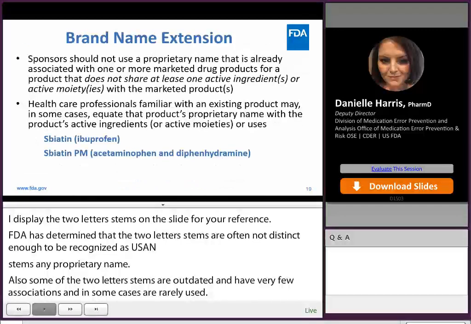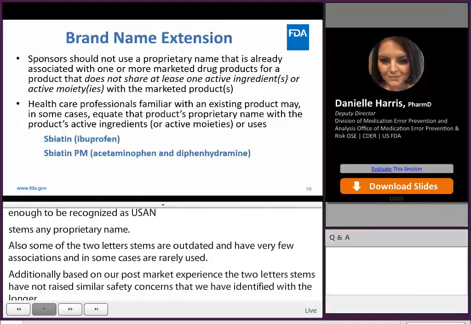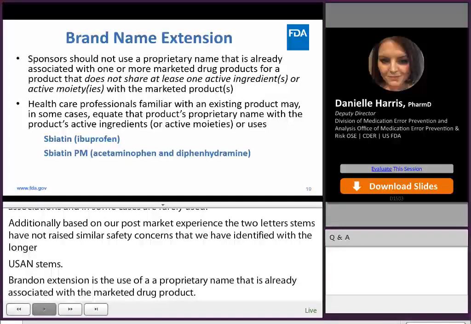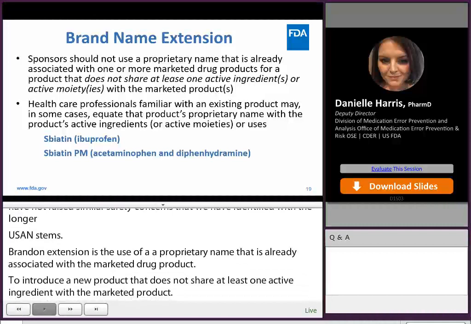Brand name extension is the use of a proprietary name that is already associated with a marketed drug product to introduce a new product that does not share at least one active ingredient with the marketed product. Sponsors should avoid use of brand name extension because healthcare professionals familiar with an existing product name may, in some cases, equate that product's proprietary name with the product's active ingredients, uses, or even safety profile.